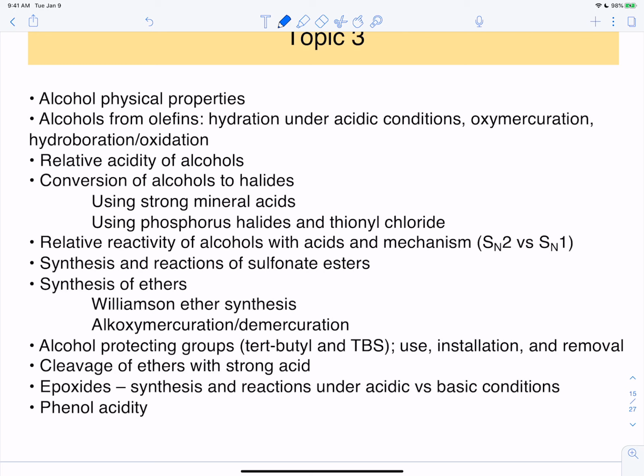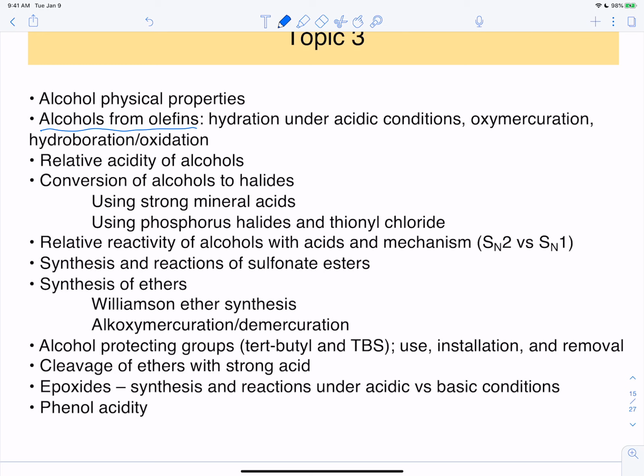We learned a number of ways, and this is more of a review from earlier sections, on how to make alcohols from double bonds or olefins. These are hydration under acidic conditions, oxymercuration, demercuration, and hydroboration oxidation reactions. We talked about the things that went into the relative acidity of alcohols.